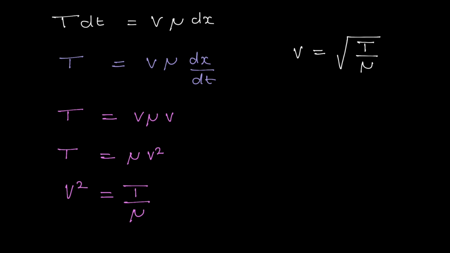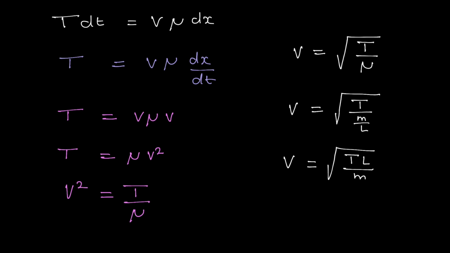But you can also replace mu with m over L, so v can be written as the root of T over m over L, and that would be equal to the root of T L over m. That's v. So the equation that is written all the time for the speed or velocity in a string is the root of tension over mu. Or you can write the speed as the square root of tension times length over mass.